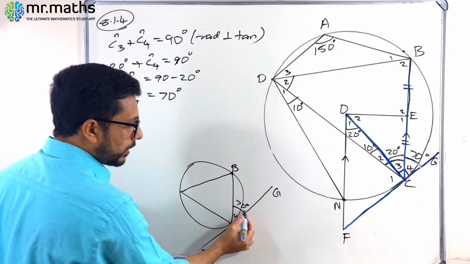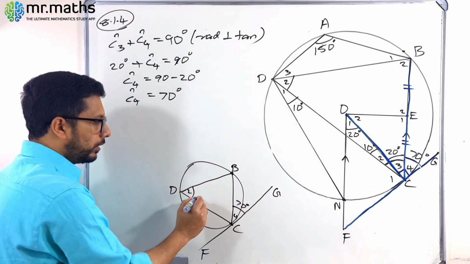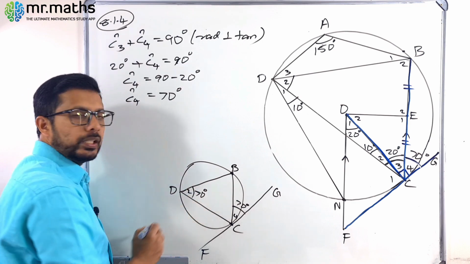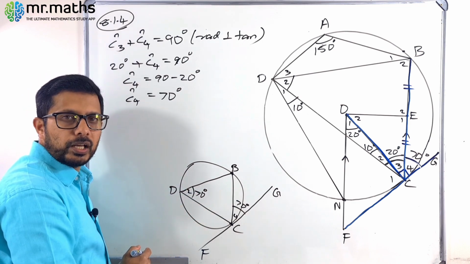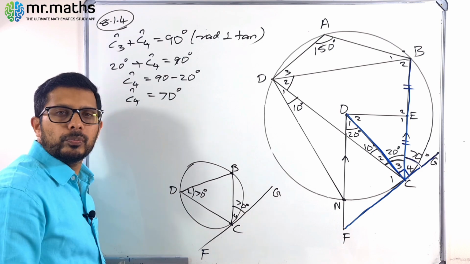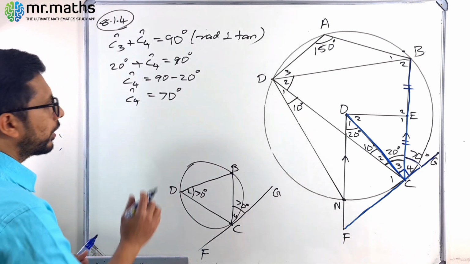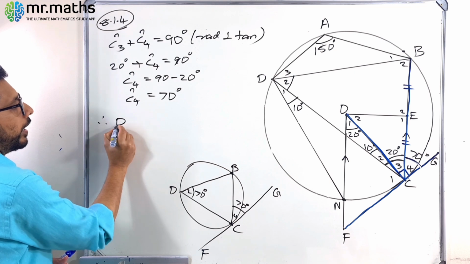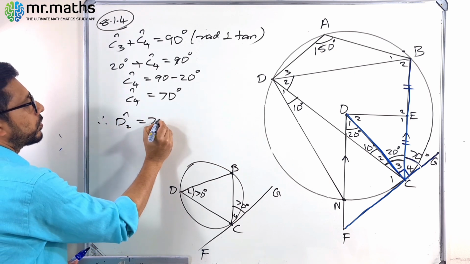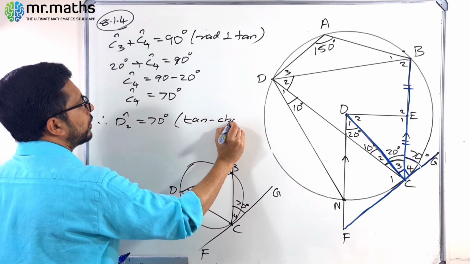So if this one is 70, what is this one? This is D2. What is that one? That is also 70 degrees. Can you say what is the reason? Tan chord theorem. The angle between the tangent and the chord is equal to the opposite in the angle. Am I right? Okay, so now we can write therefore angle D2 is equal to 70 degrees. What is the reason? Tan chord theorem.